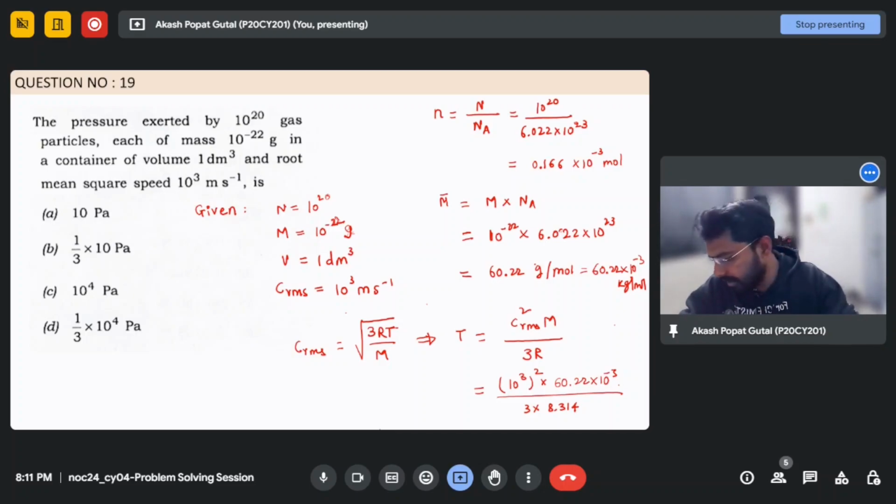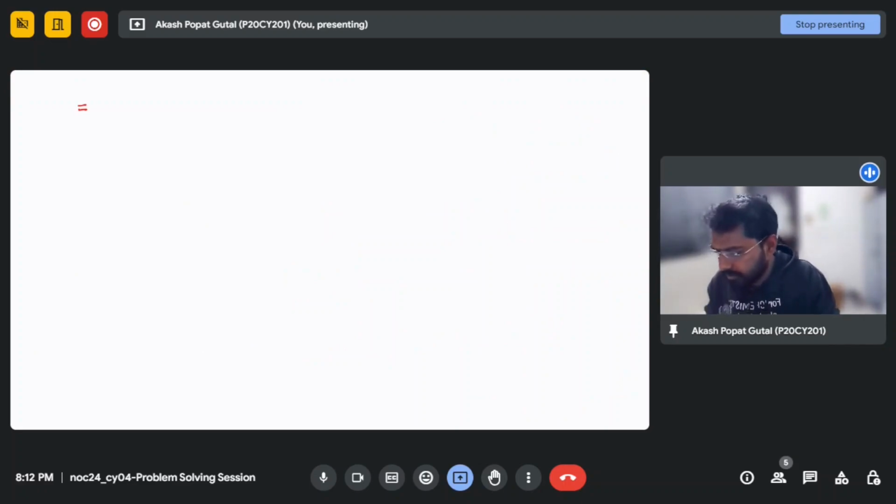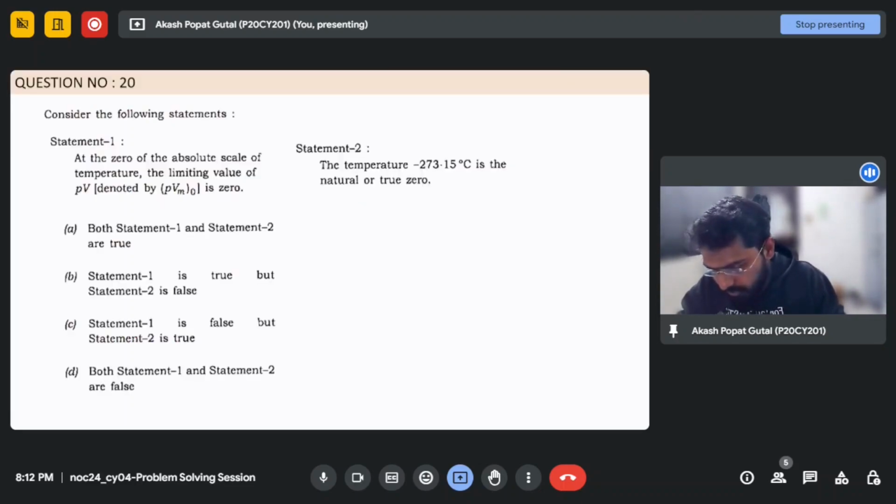Can you get the temperature? If you calculate this, the temperature would come as 2414 Kelvin. Yes, sir. So we found the temperature, that is 2414 Kelvin, and we know the volume.